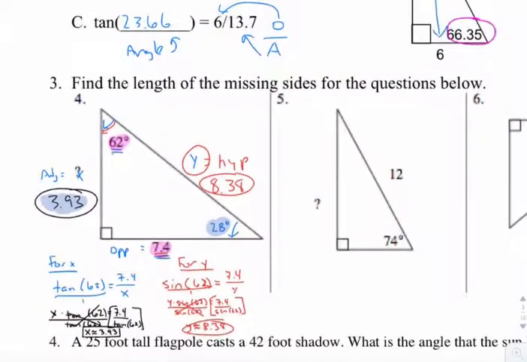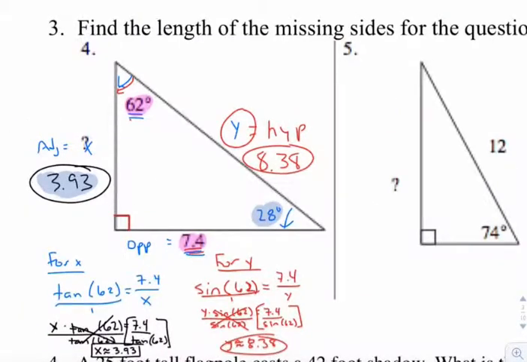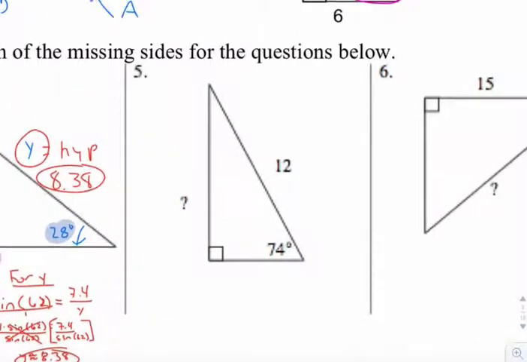Now, again, knowing what I know about triangles, this makes sense because 8.38 is the largest side length out of the three. And since it's across from the largest angle, since it is the hypotenuse, it should be the biggest. And it is. So I should have pretty high confidence that that worked out well. All right.